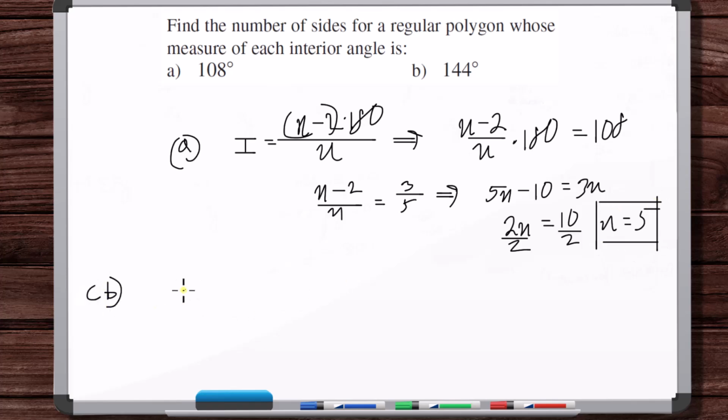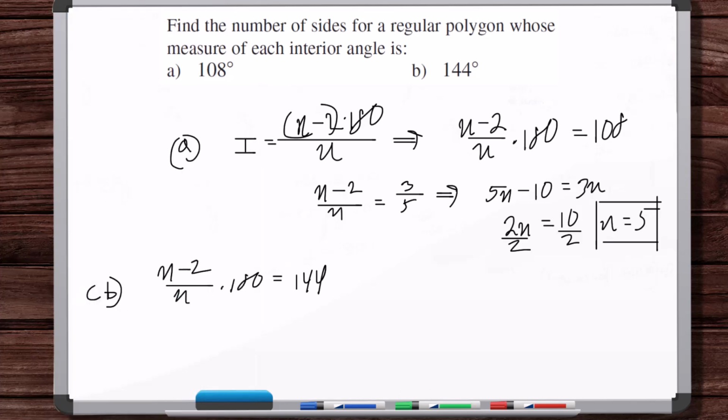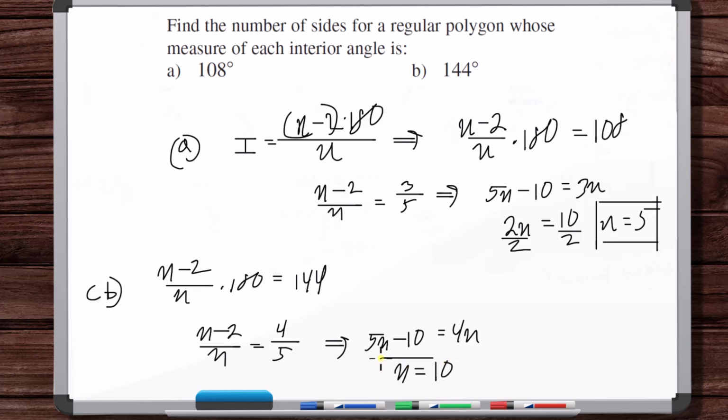Okay, part B, we've got n minus 2 over n times 180 is equal to 144. So 144 divided by 180 is 4/5. So you have n minus 2 divided by n is equal to 4/5. So you've got 5n minus 10 is equal to 4n. Subtracting 4n from both sides and adding 10 to both sides, n is equal to 10.